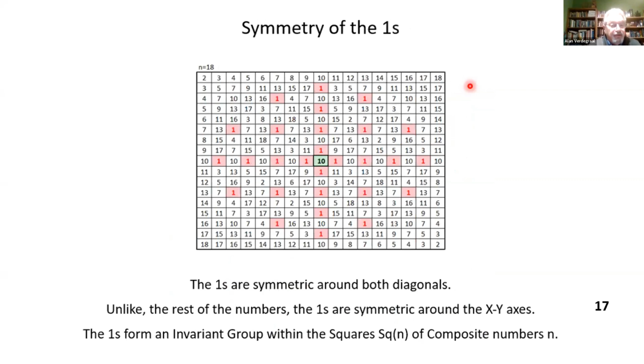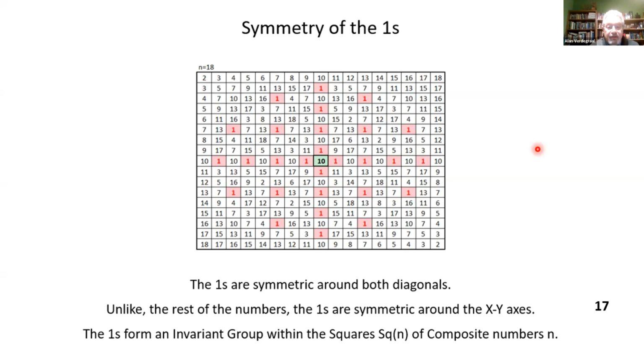However, the ones that appear in composite numbers do match up if we fold it. The ones form an invariant group regarding this composite square. We can fold it, we can turn it, we can flip it, we can do all sorts of things, rotate it around, and the ones will always appear in the same spot in these arrays. And the pattern of ones will never change.